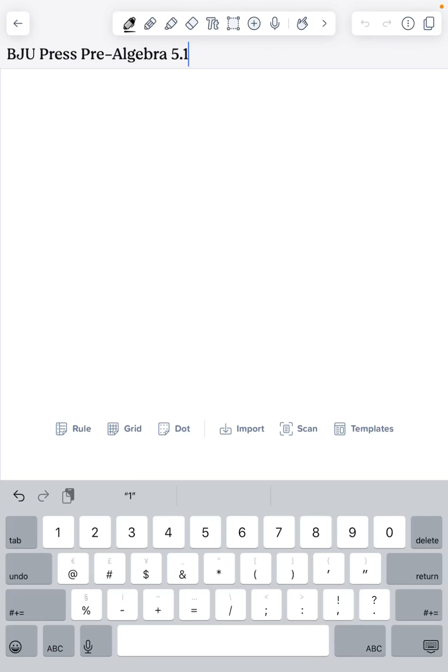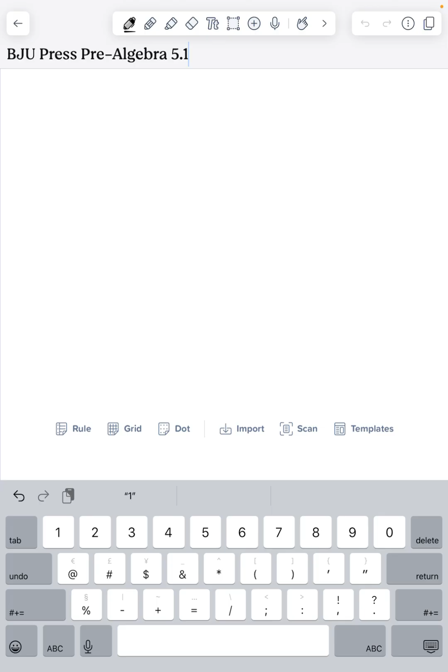Hi everyone, we're here today for BJU Press Pre-Algebra Section 5.1 homework. It's titled Sums and Differences, and we're working with rational numbers. So the instructions for number 1, we're going to do 1 through 37 odd.